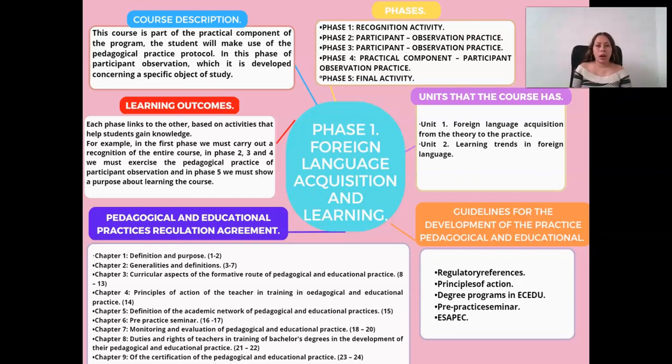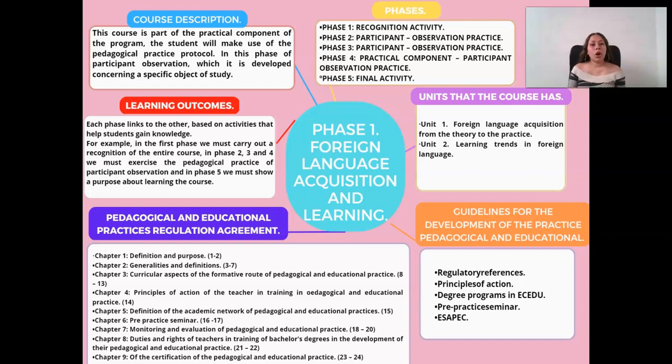Today I'm going to talk about Phase 1, Foreign Language Acquisition and Learning. Okay, course description. This course is part of the practical component of the program. The student will make use of the pedagogical practice protocol in this phase of the participant observation, which is developed concerning a specific object of study.